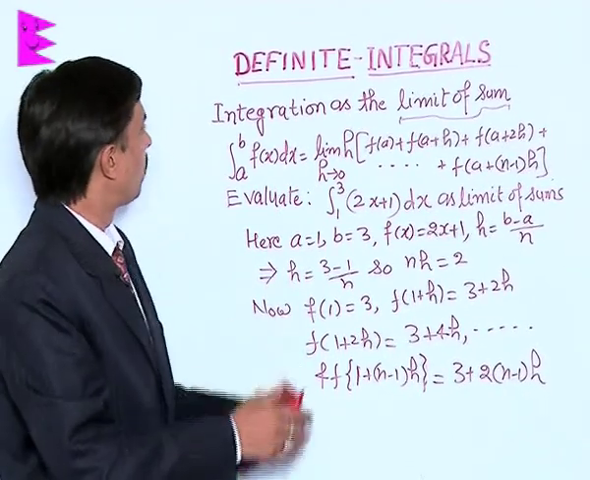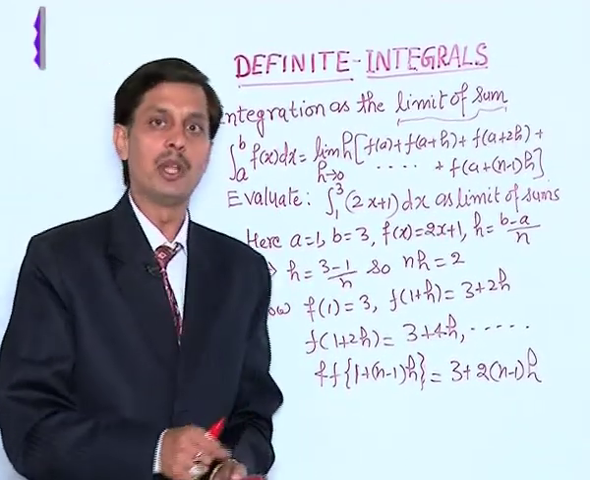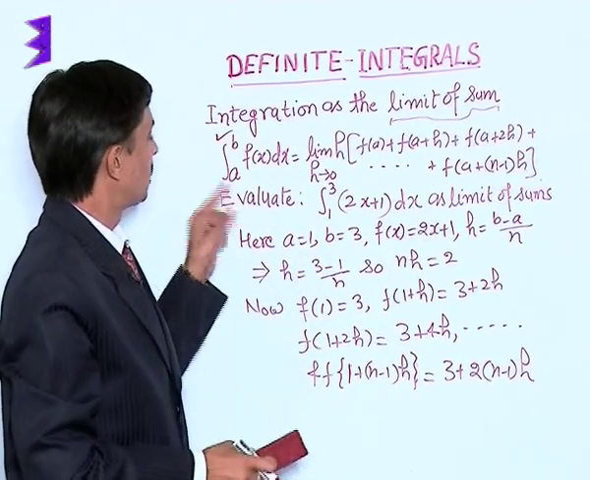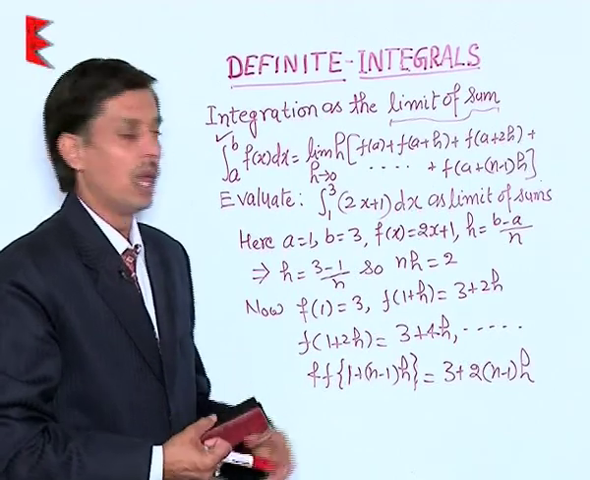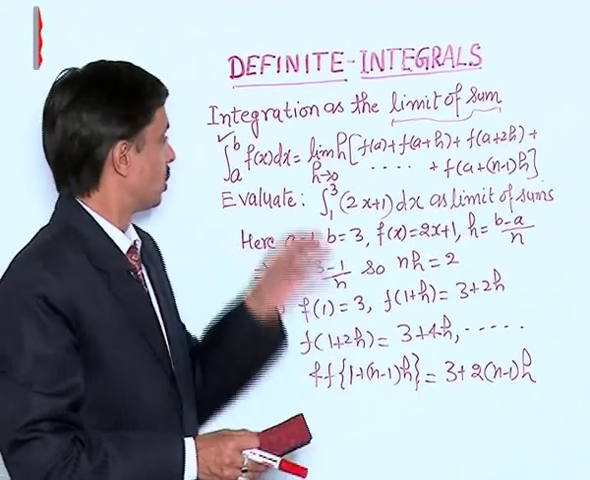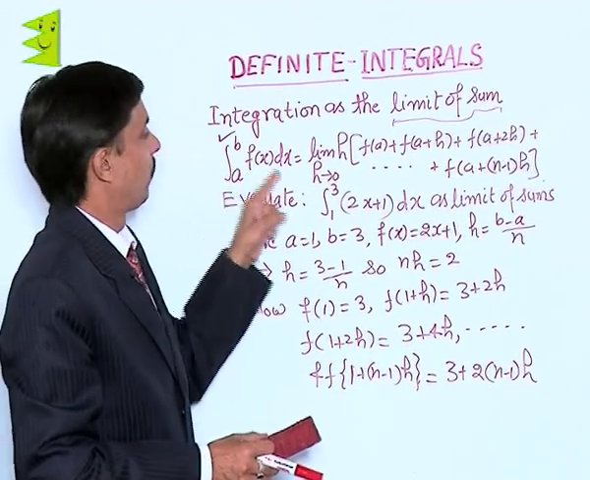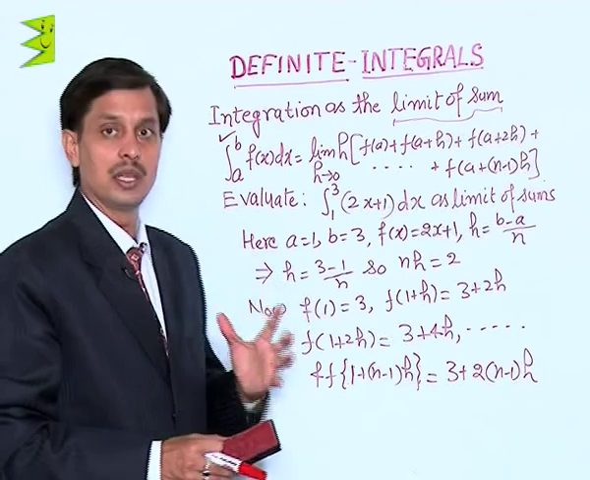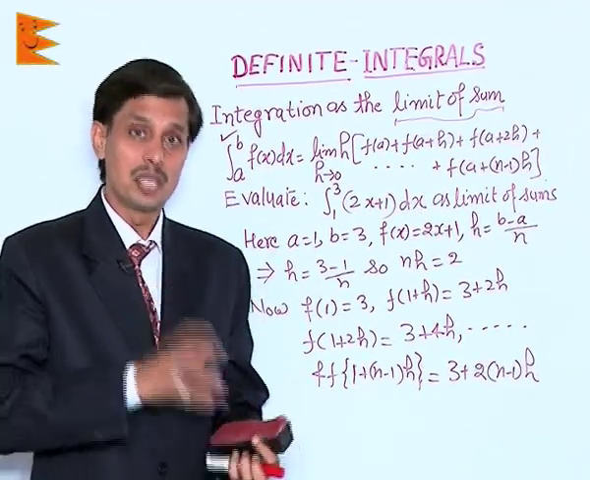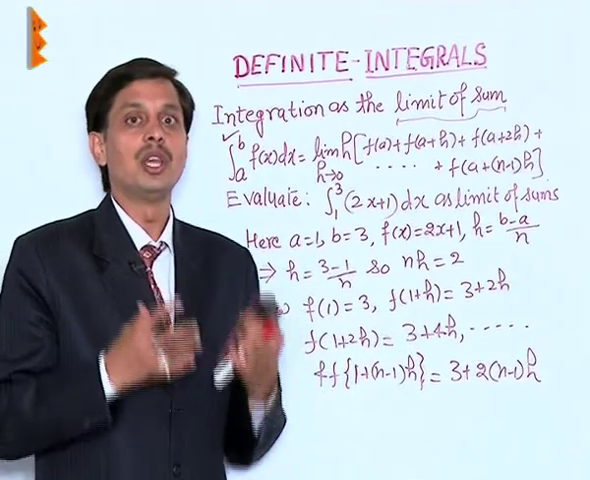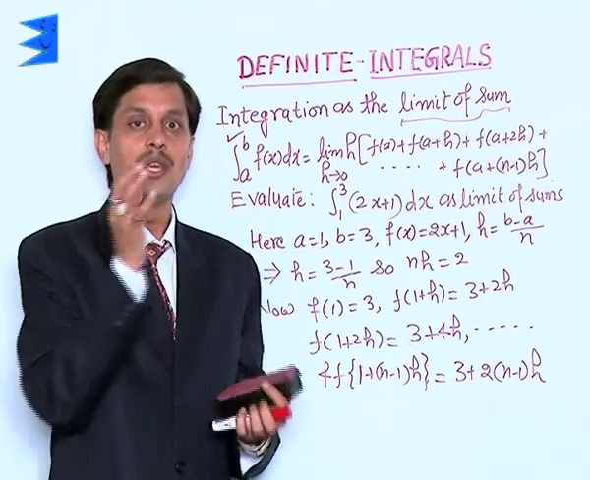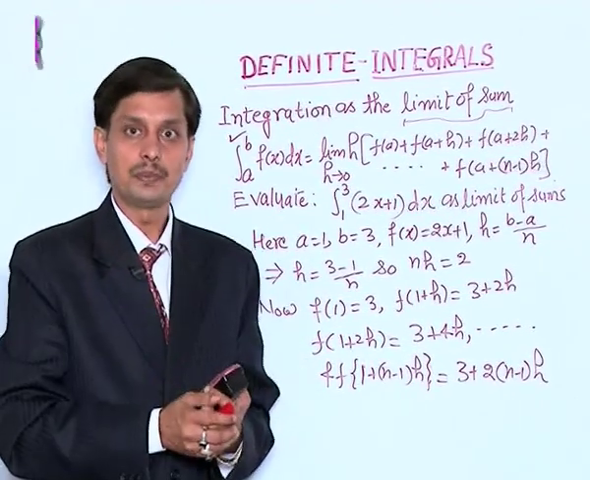The rule to obtain the integration as the limit of sum is here. This is the formula. If a is the lower limit and b is the upper limit, f(x) is any function. So the integration of f(x) from a to b, directly it can be written as what? Suppose the integration of f(x) is phi(x). Then what will be the answer? Phi of b minus phi of a.